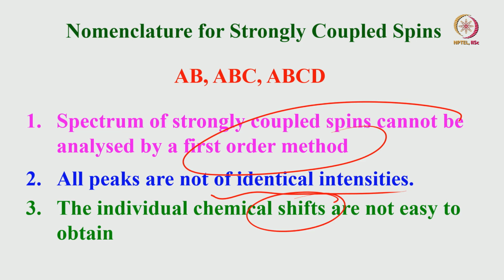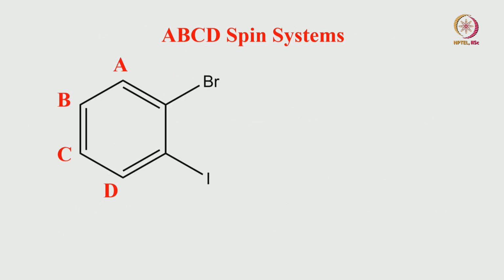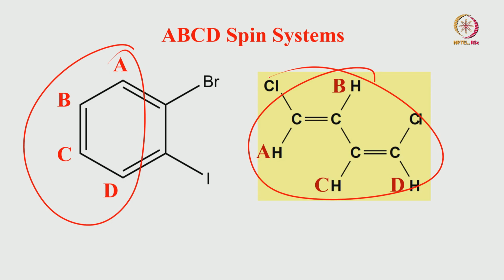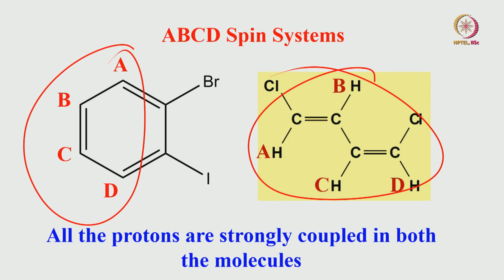of chemical shifts. I know what is the difference between the chemical shift of A and B, but I do not know the chemical shift of A, I do not know the chemical shift of B. It is not possible to obtain. So, for a simple example of a strongly coupled spin system, in this molecule these 4 protons are strongly coupled, called ABCD. This is another example, ABCD, strongly coupled. All the 4 protons here are strongly coupled because the chemical shift separation among themselves is much smaller compared to J coupling. So, this is how all the protons here are strongly coupled.